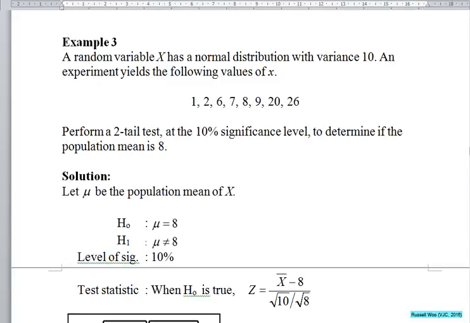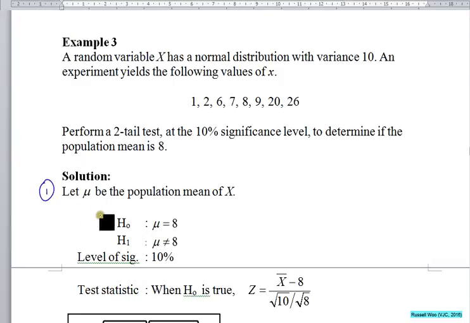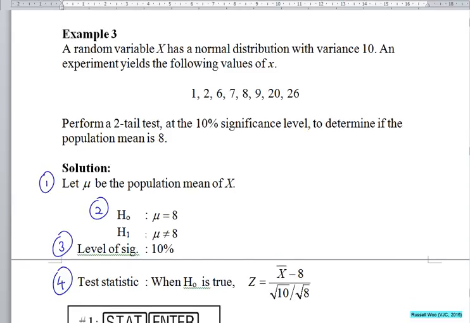Random variable x is a normal distribution with variance 10. It has these values. Obtain a two-tailed test. Okay, so very quickly, I'm going to move a little bit faster now. This first definition. Step 2, you want to do a two-tailed test. Step 3, you state the level of significance. Step 4, the test statistic. I'm not going to go through it already, okay?